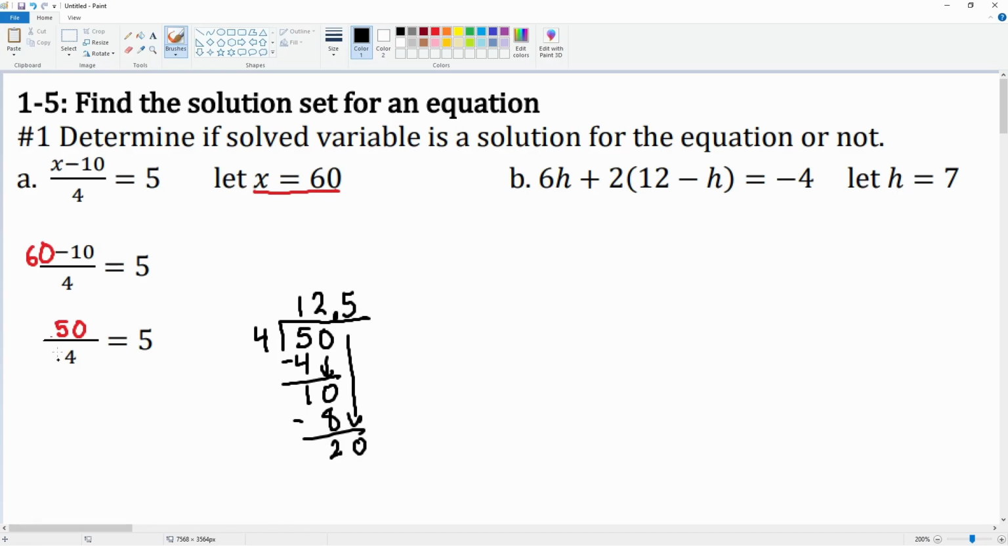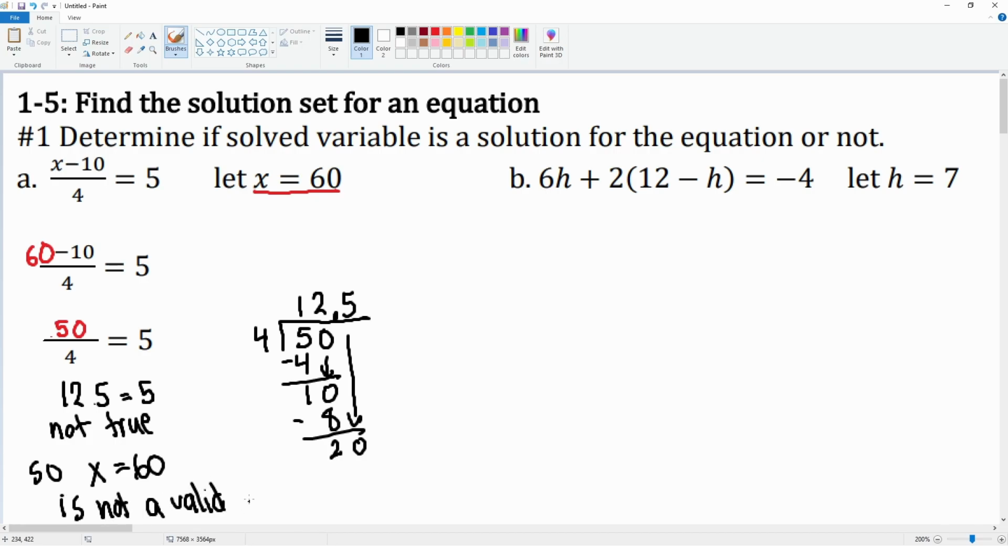So right here, if you do this, it would be 12.5 is equal to 5. Is this true? This is not true. They're not equal. So x equals 60 is not a valid solution.